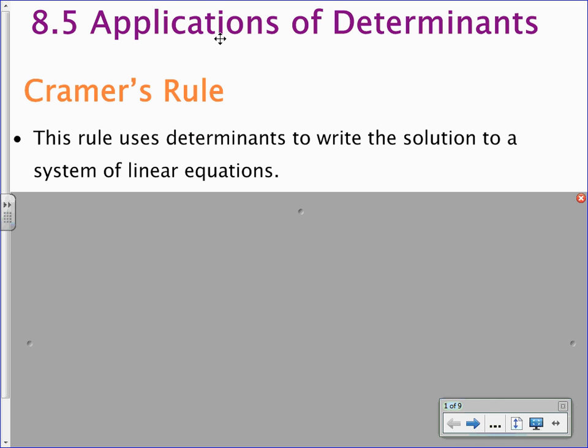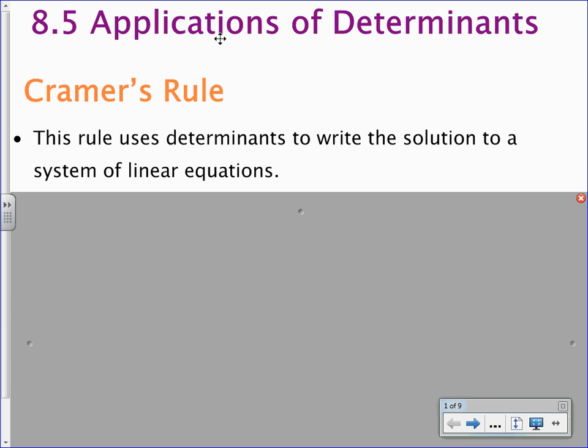Okay, so today we are going to talk about the applications of determinants. Mr. Votek did talk to you about Cramer's rule a little bit. I'm going to just talk about it again in case some of you zoned out. We did it last week. You didn't do any homework on it, so I'm going to talk about it again.